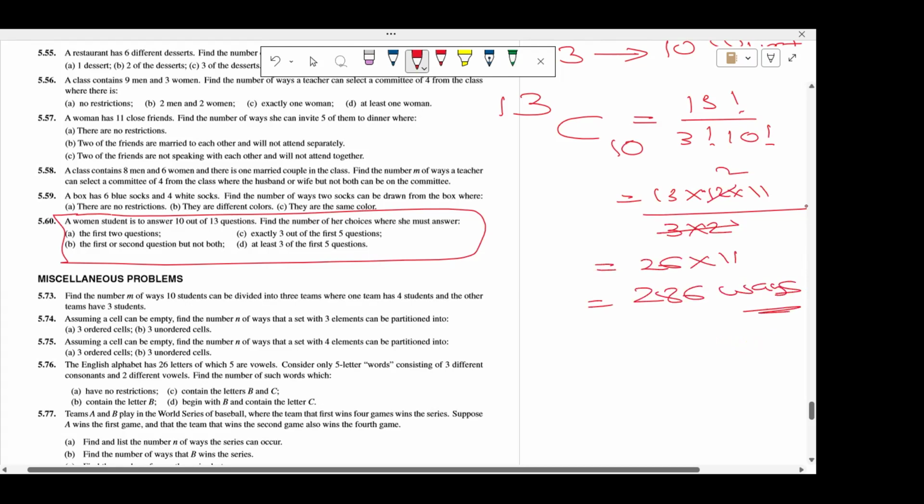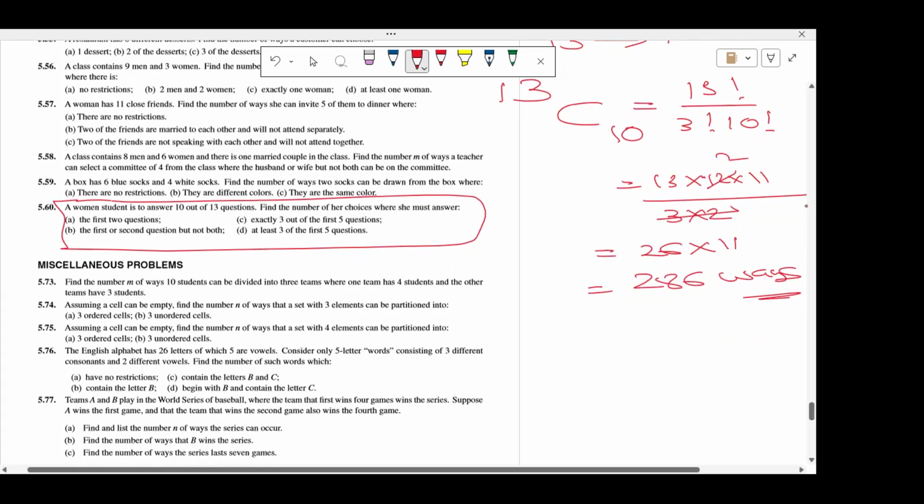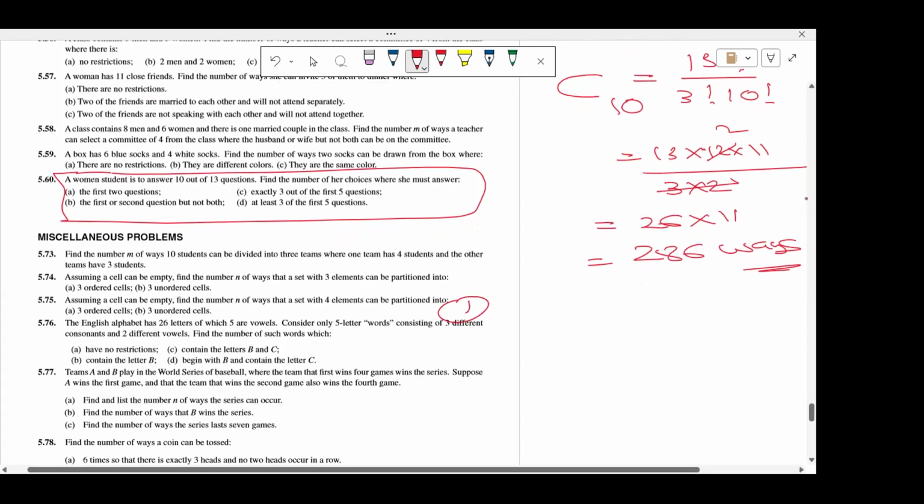This is not the first question, right? From 13 questions, she needs to answer 10 questions. The first question: find the number of choices where she must answer the first two questions. So how many ways can she choose and answer the first two questions? How many choices does she have to answer the first question? 13 ways, right? So altogether 13 questions.